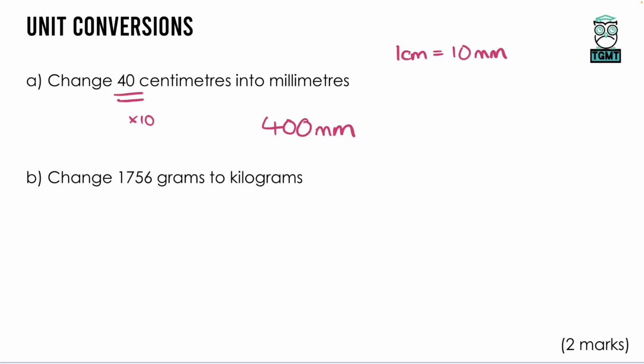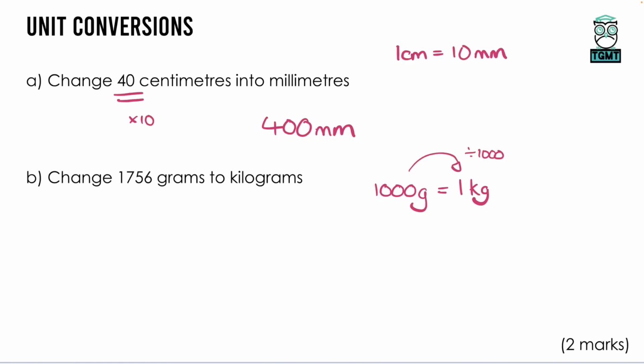When we are changing grams into kilograms, the unit conversion we need to know is that there are 1,000 grams in 1 kilogram. So here if we have 1,756 grams, we want to turn that back into kilograms, not forgetting that is dividing by 1,000.